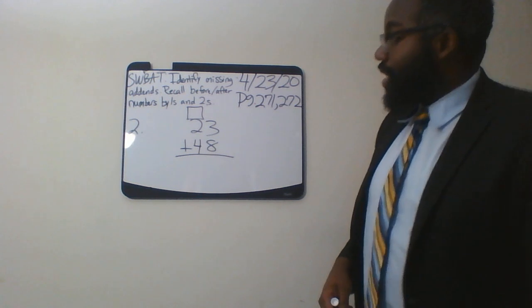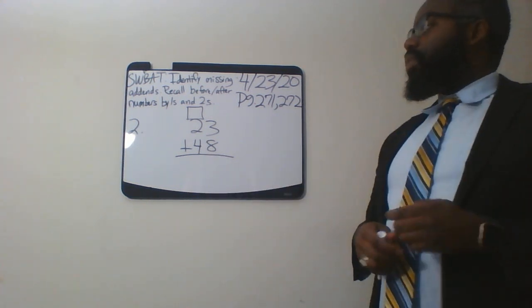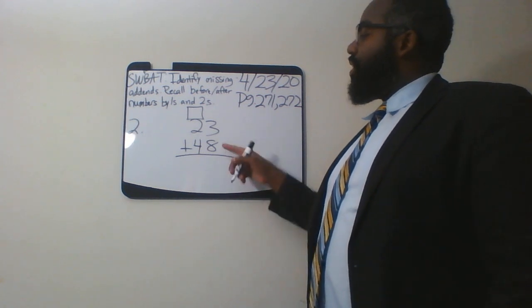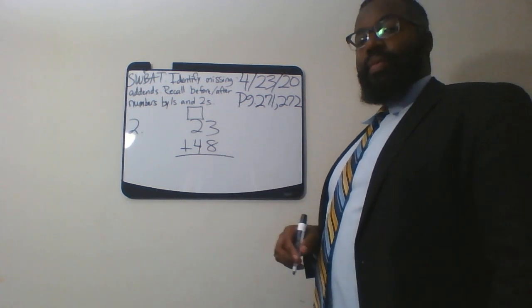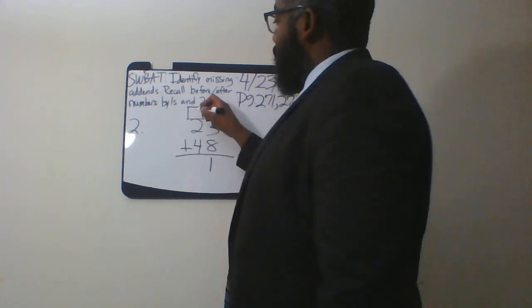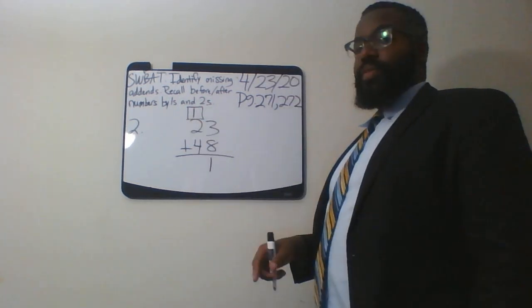We are writing the sums. Here we have 23 plus 48. So we're trying to figure out what is the answer to 23 plus 48. Start off with this 8 plus 3. What is 8 plus 3? That is 11. The 1 goes there. You carry 1 over to your neighbor, the 10's place.